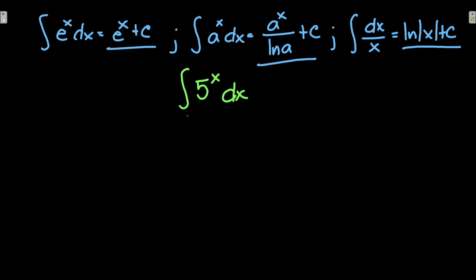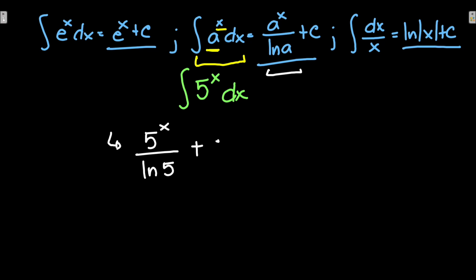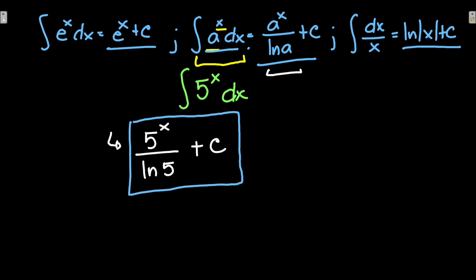Next up would be the integral of 5 to the power of x dx. So, this corresponds to the second formula, which is a to the power of x, wherein a here is a number or a constant, such as 5. And so, the answer for this would be 5 raised to the power of x over the natural log of a, which is ln of 5, plus c. I will be showing at the end of the video how this was derived.